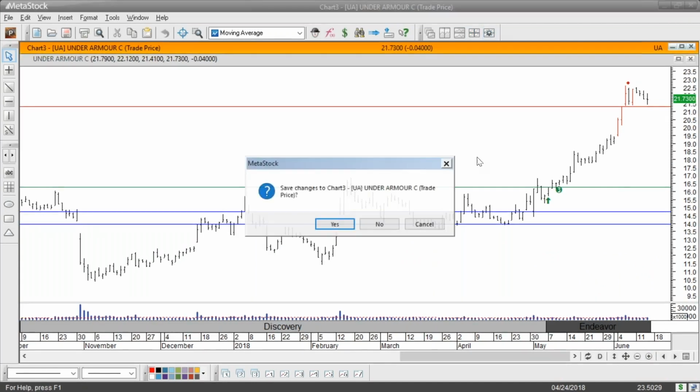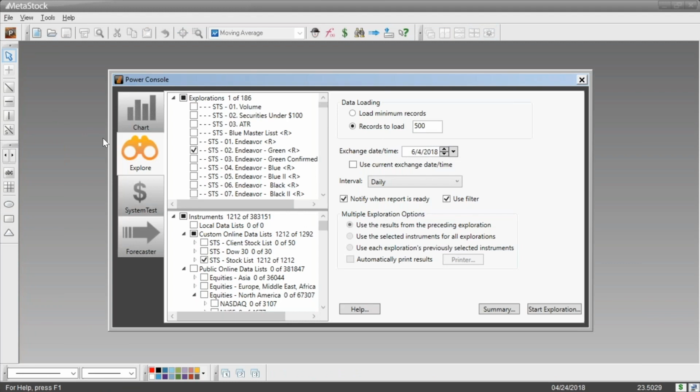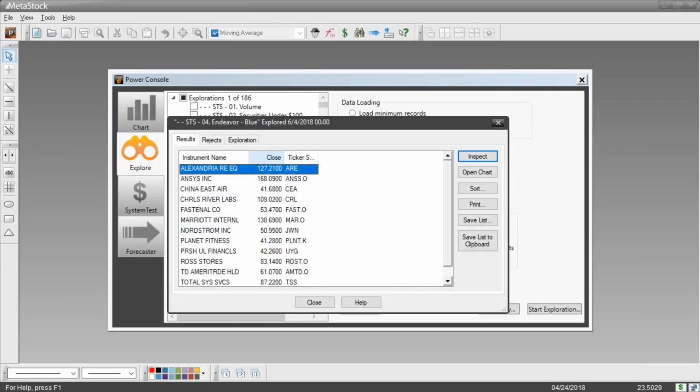Okay, let's get out of UA and let's move on to the second portion of the presentation. Like I said before, it's not all about long-term trades. While those trades are working in the background, we want, I'll uncheck this, we want to take a look at our blue short-term trend trades.